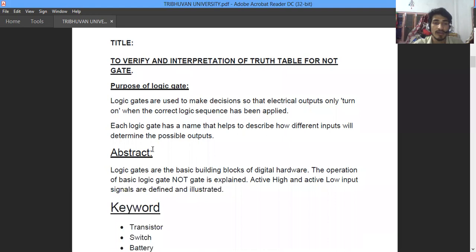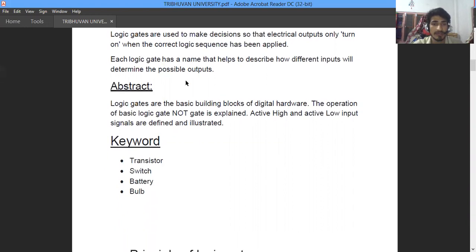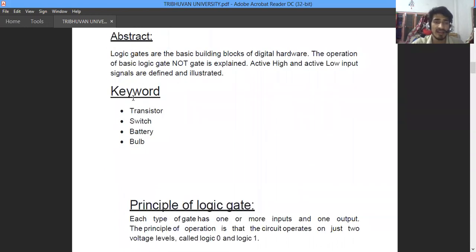The abstract of this experiment is: logic gates are the basic building blocks of digital hardware. The operation of the basic logic NOT gate is explained here. High active and low active input signals are defined and illustrated in this section. These are the keywords used in this experiment: transistor, switch, battery, and the block.